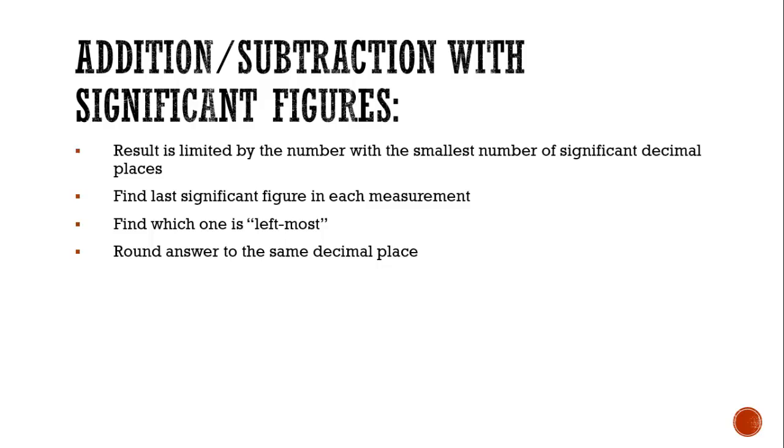Now, moving on, addition and subtraction. They have their own set of rules. So, this is limited by the smallest number of significant decimal places. So this is all determined by the number of decimal places. Okay, so you have to find the last significant figure in each measurement, and you have to figure out the one that is leftmost. And you have to round it to that decimal spot. So again, if you look at the examples, it is going to make a lot more sense than just looking at the word information.